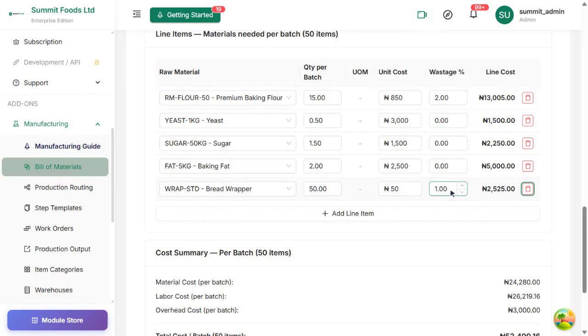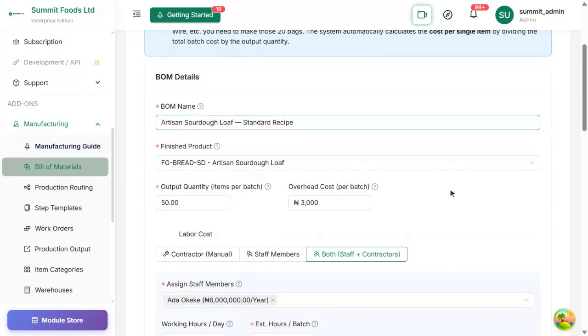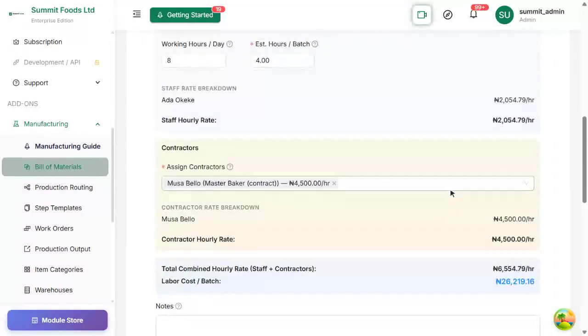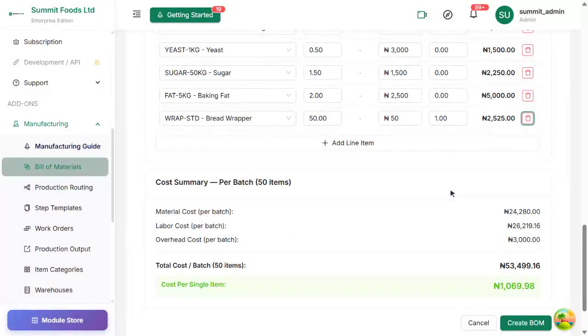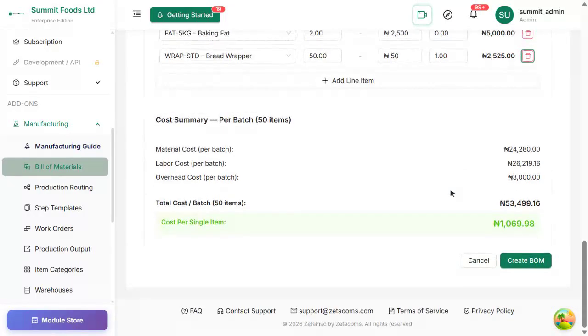Watch the cost summary at the bottom. Materials, labor, and overhead add up to the total cost of the batch, and ZetaFisc divides by 50 loaves to give the true cost of a single loaf. Let us scroll down and see it. We create the recipe.